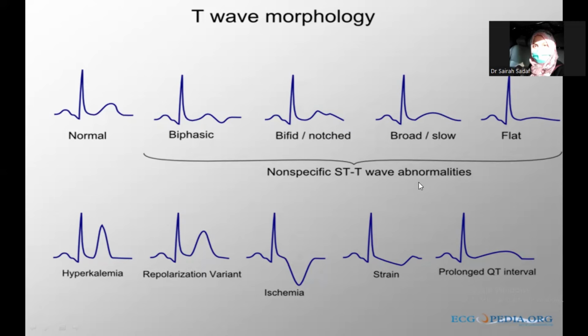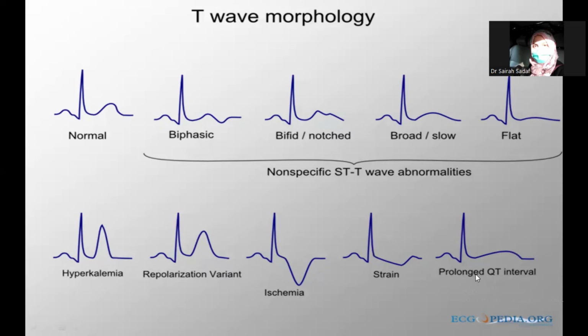All these are not normal. These are the abnormalities. It may be tall. It may be downwards. When it is downwards, maybe ischemia. It may be inverted during strain on the heart due to any reason. I will tell you later. And it may be flattened like this due to the prolonged QT interval.